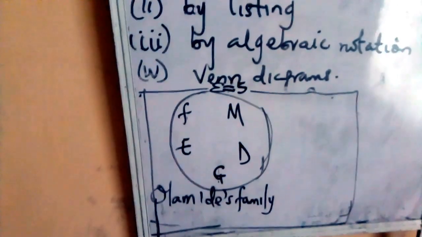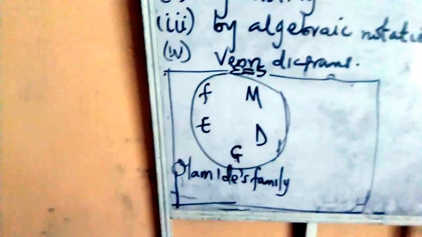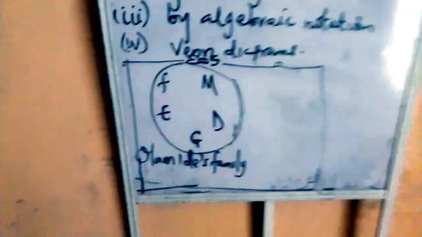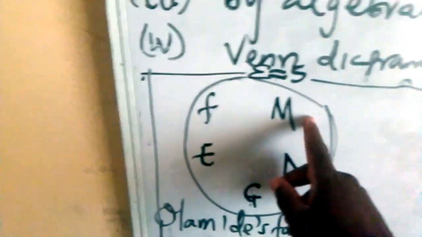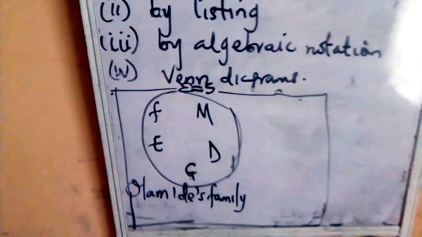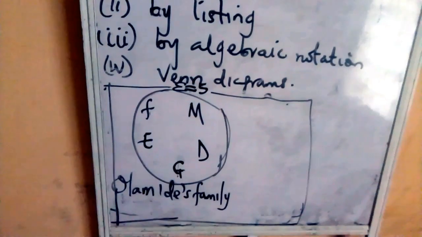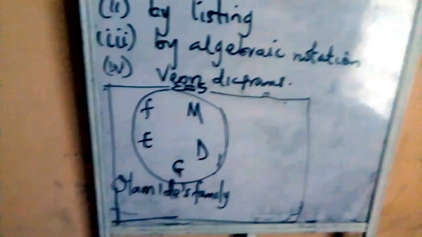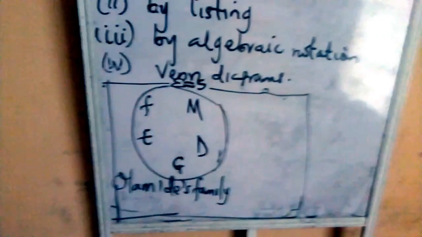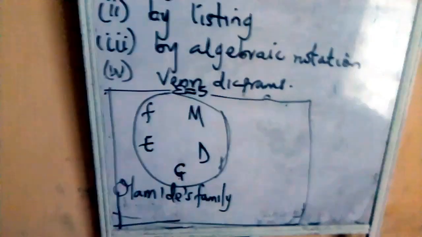And in this case now, this circle represents the Olamide's family. So it's showing us a picture. Within the family we have the father, standing for this letter F, the mother, Esther, David, and Gideon. So there are 5 members in this set, in the Olamide's family. So a Venn diagram gives us a pictorial representation of the set. It makes sets be represented in form of pictures that we can see, we can visualize, and we can analyze quickly, and we can use it to solve problems.